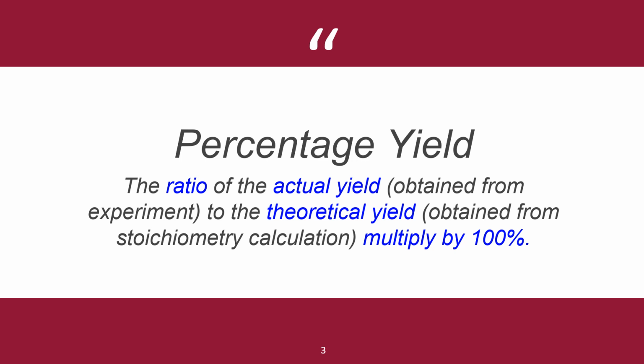What is percentage yield? Percentage yield can be defined as the ratio of the actual yield obtained from the experiment to the theoretical yield obtained from the stoichiometric calculation, multiplied by 100%.